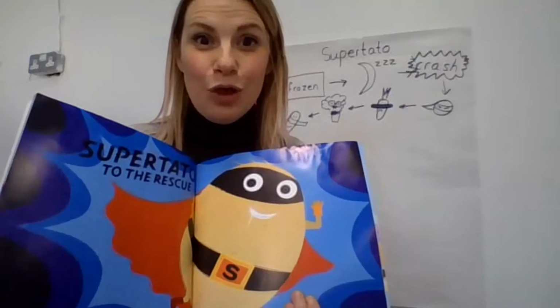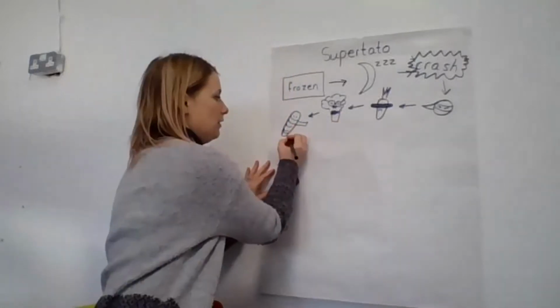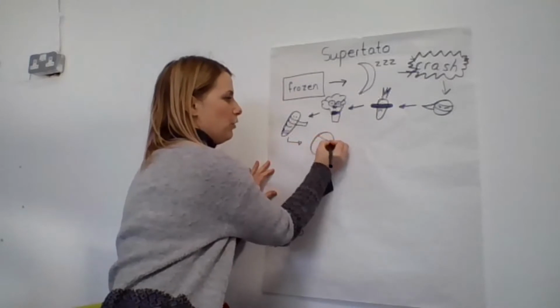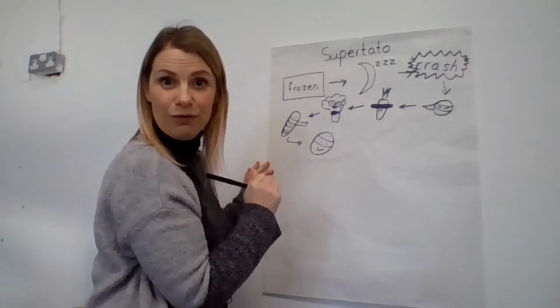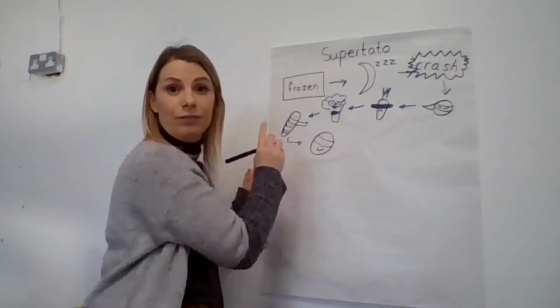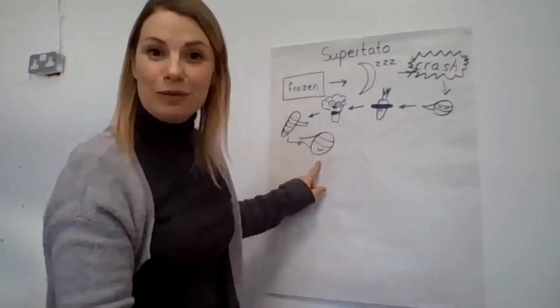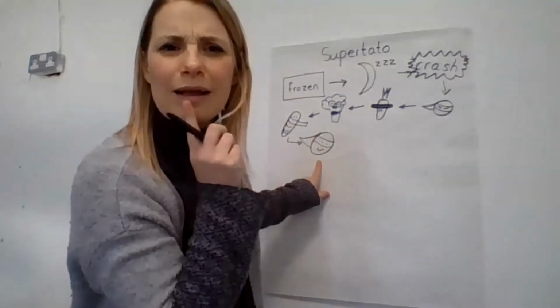Supertato comes to the rescue. So let's draw Supertato. Here he is. Got his special mask on. Big smile because he's very, very, very helpful. And his long cape. Supertato to the rescue. What happens next?